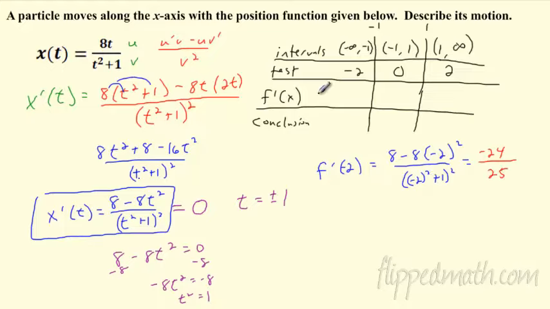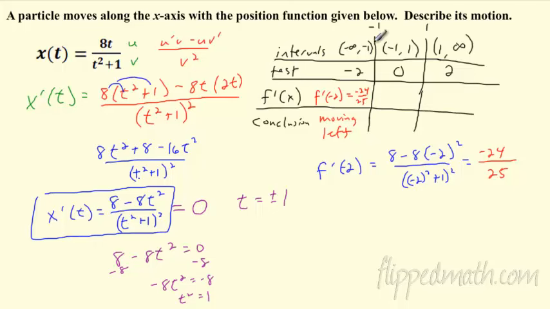So I'm going to say the f prime of negative 2 is a negative number. It equals negative 24 over 25. But the most important thing here is negative. So if it's negative, I would say it's a decreasing function. But in this case, what does that mean? It's moving left. So because it's negative, it's moving left. So the same idea we were just doing, but now I'm talking about motion.